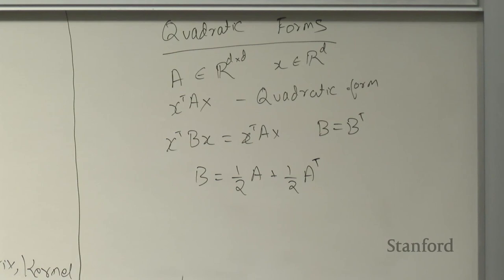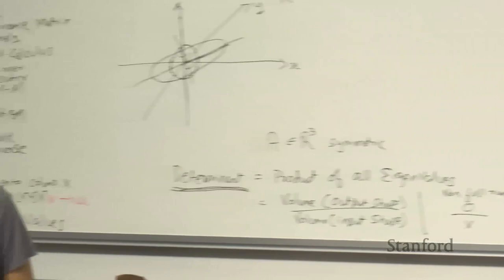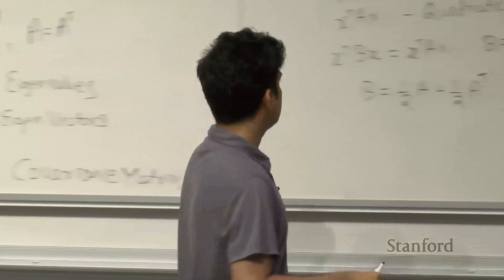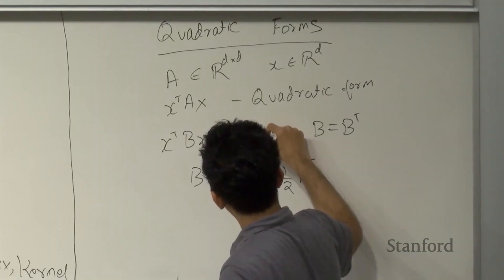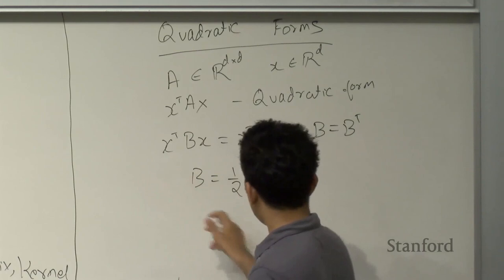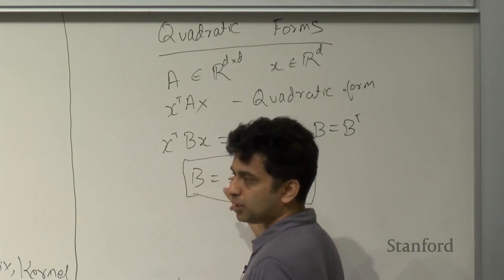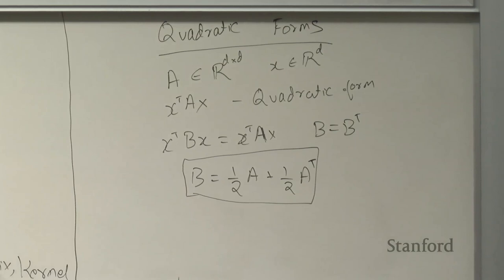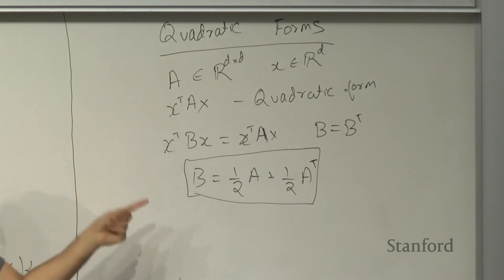Yes, question. What's the equation x transpose B x? It just shows that for any square matrix A, there is a corresponding square matrix B, which is also symmetric, and which is calculated like this, such that x transpose A x equals x transpose B x for all x. Which is why you can just assume that A is symmetric, because even if it's not, you can use the corresponding B in its place, because their values are the same at all values of x.